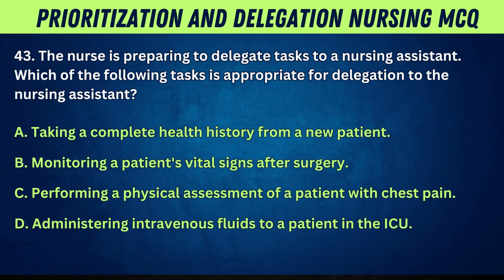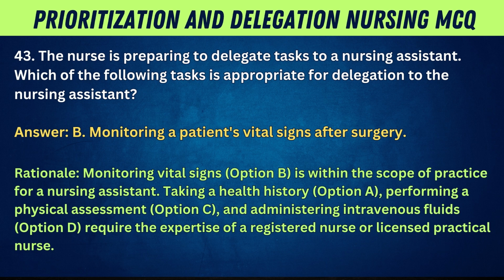43. The nurse is preparing to delegate tasks to a nursing assistant. Which of the following tasks is appropriate for delegation to the nursing assistant? A. Taking a complete health history from a new patient. B. Monitoring a patient's vital signs after surgery. C. Performing a physical assessment of a patient with chest pain. D. Administering intravenous fluids to a patient in the ICU. Answer: B. Monitoring a patient's vital signs after surgery.